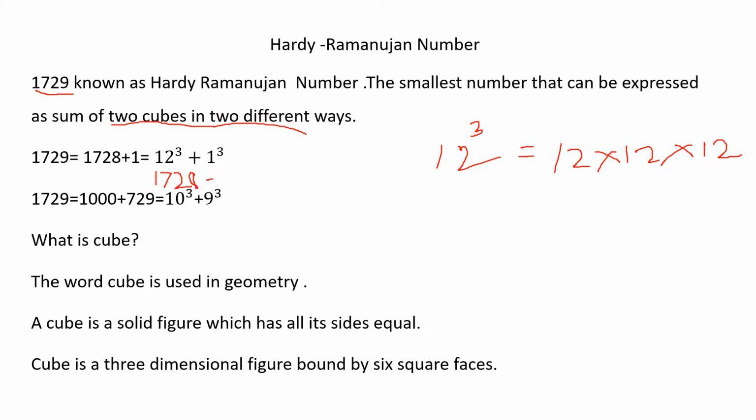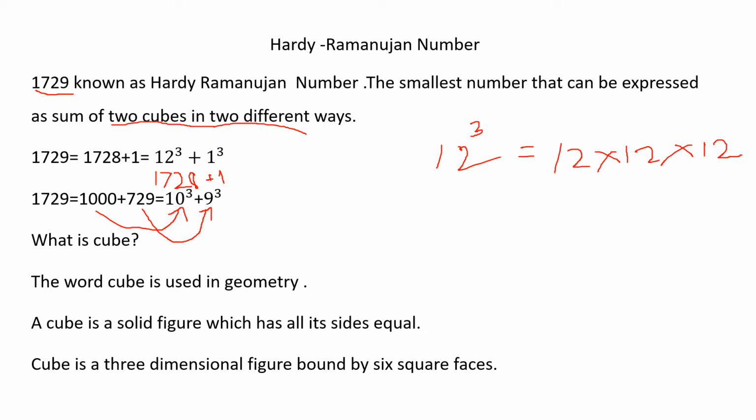1728 plus 1. You'll be getting this value, right? The same way, we can split 1729 into 1000 plus 729. Then write the cube root for this 1000, 10 cube. Then write the cube root for 729, 9 cube. 9 into 9, 81, right? 81 into 9, you'll be getting the answer 729.